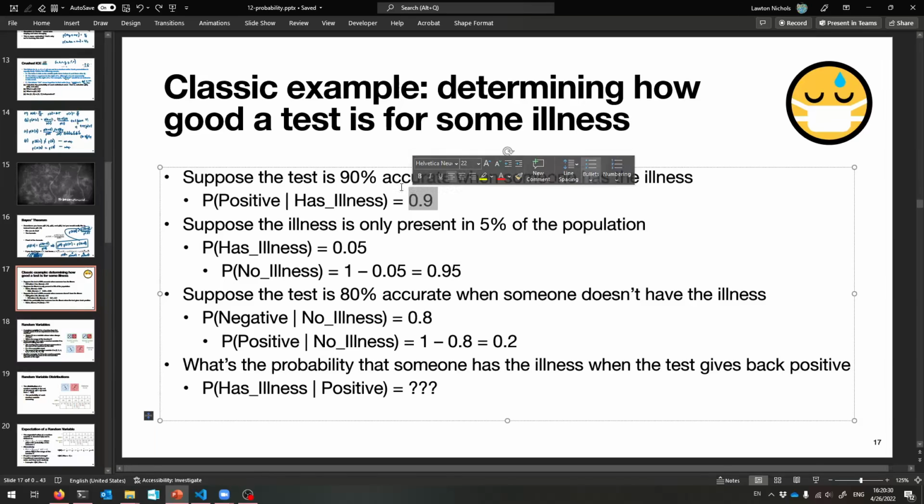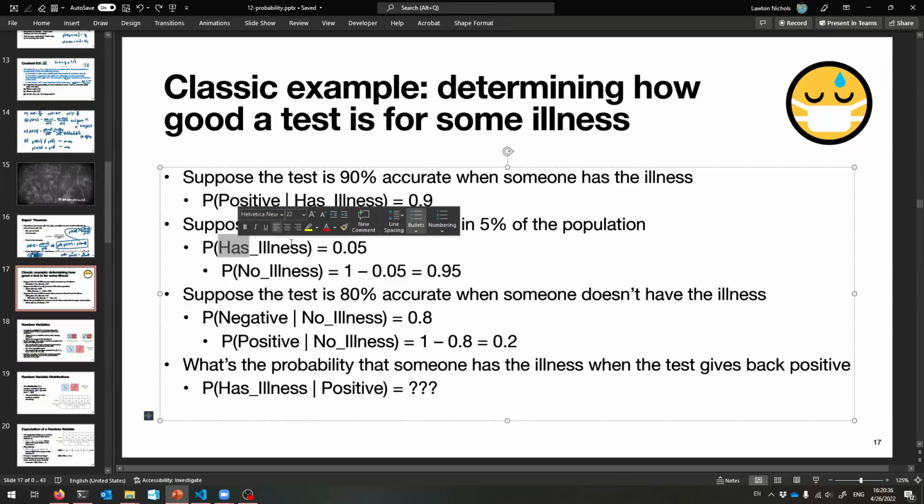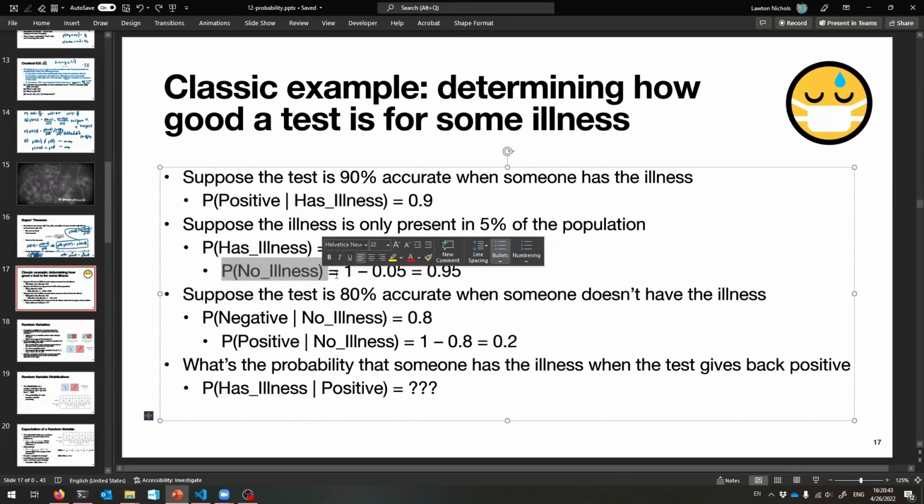And then let's pretend that the illness only happens in 5% of the population. So the probability just in general of you having the illness is 0.05. That means the probability of you not having the illness is the complement, right? So 1 minus that. It's a 95% chance that you just randomly pick a person and they don't have the illness.